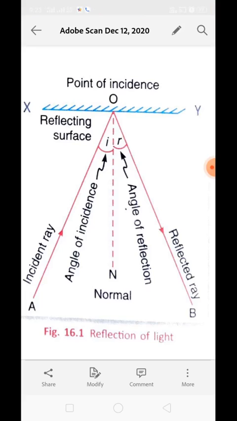O is the point of incidence, ON is the normal, angle AON is the angle of incidence, whereas angle BON is the angle of reflection. The angle of incidence is always denoted by i, and the angle of reflection is denoted by r. Understood?